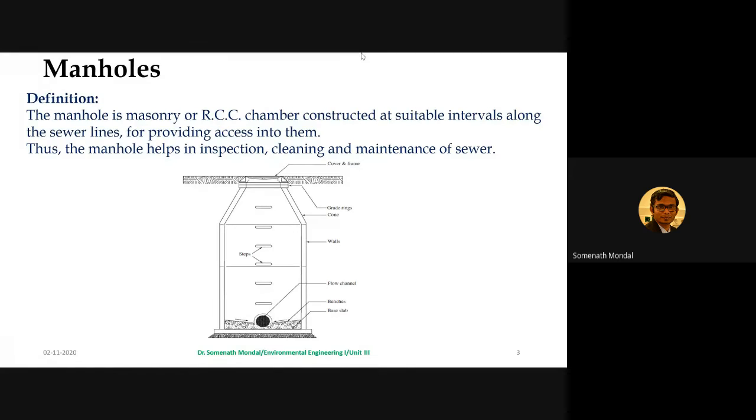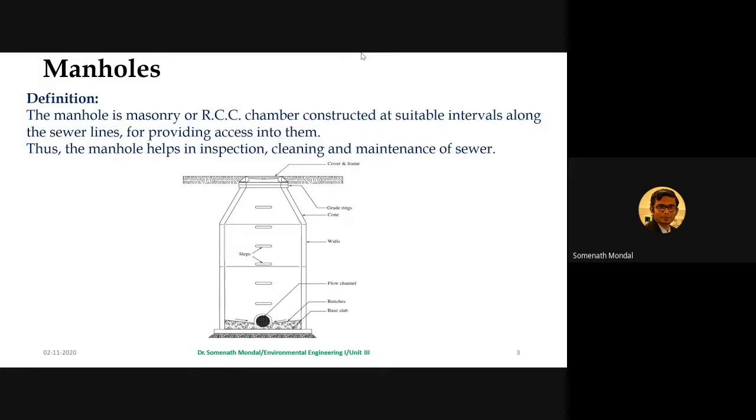Thus, the manhole helps in inspection, cleaning, and maintenance of sewer. So you should have sufficient space beneath the ground surface where you can stand and work on the pipelines, and at the same time ensure cleaning and proper maintenance of the pipelines standing on that platform. You can see here the sectional elevation of the manhole which I have shown.